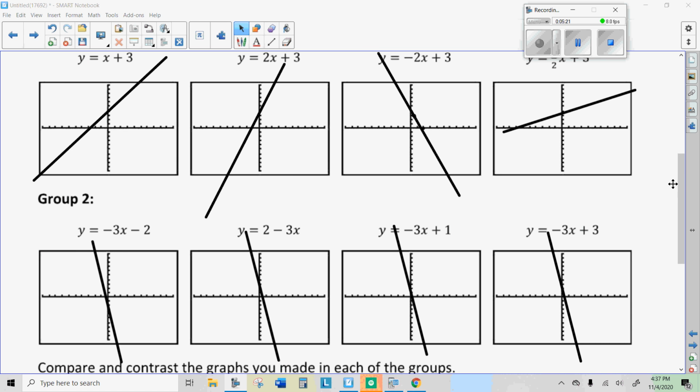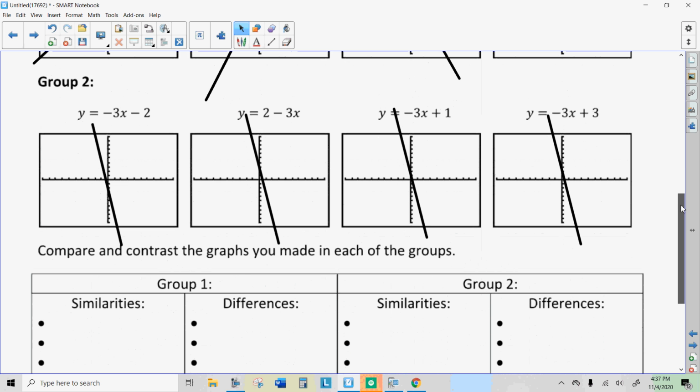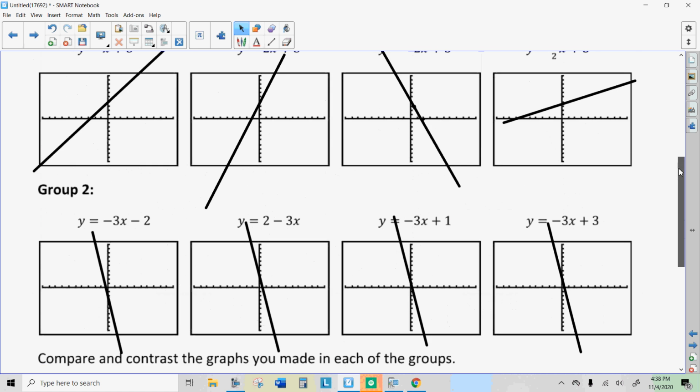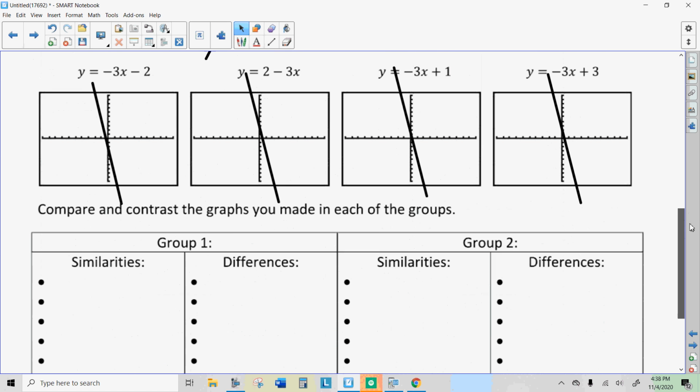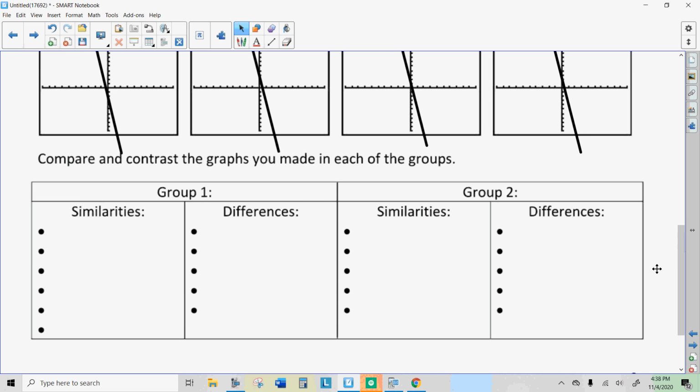All right, if you graphed them right, they should look something like that. And now you're going to just make some observations, and then try to make connections with the equations. Write down anything you notice about group 1, similarities, differences, and group 2, similarities and differences. Okay? And think about some of the things we talked about when we were dealing with lines like slope and y-intercept, stuff like that. So go ahead and give that a shot, and I'll let you know what I'm thinking.